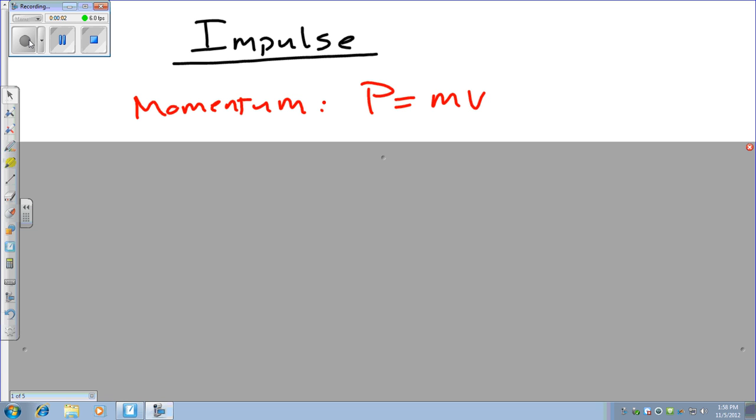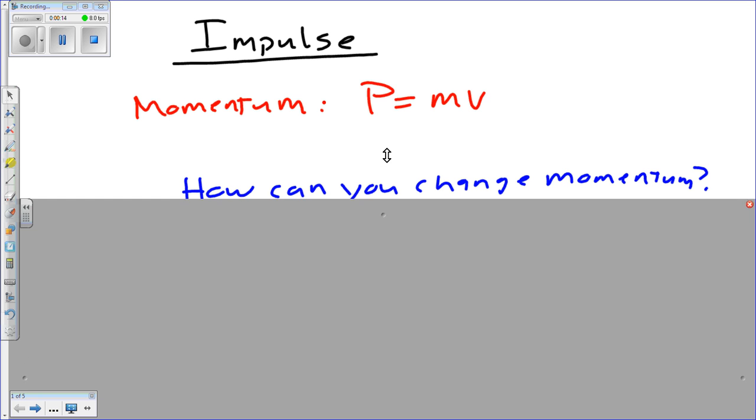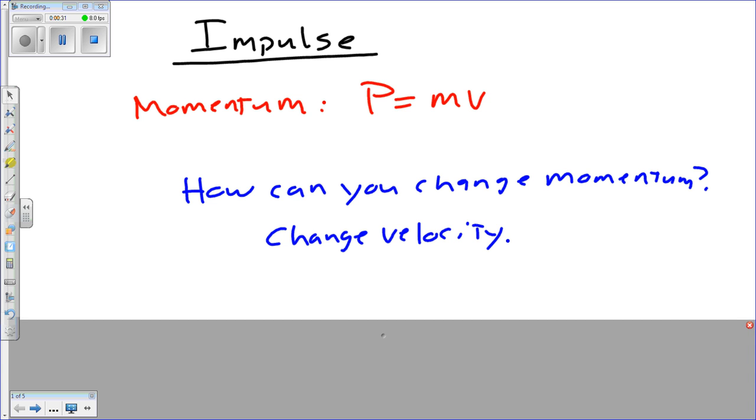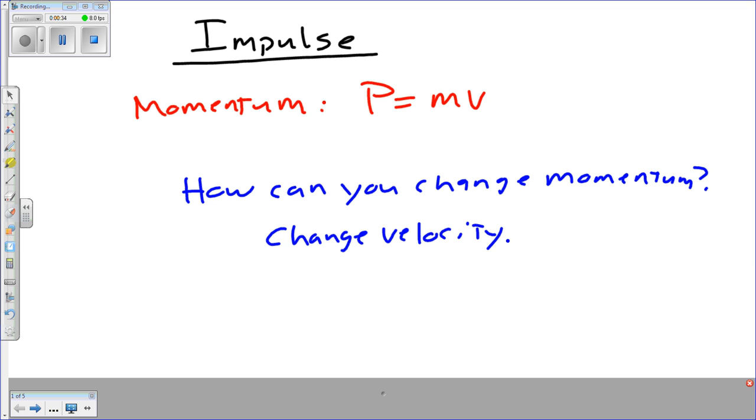Okay, impulse. As you know, momentum P is equal to mass times velocity. That's something you're familiar with. Now, how do you change the momentum of an object? Well, in order to change the momentum, it's much easier to change the velocity than changing the mass. It's not that you can't change the mass, it's just you don't typically see those problems without calculus, and we're not going to do that. So basically, if you want to change the momentum, you got to change the velocity.